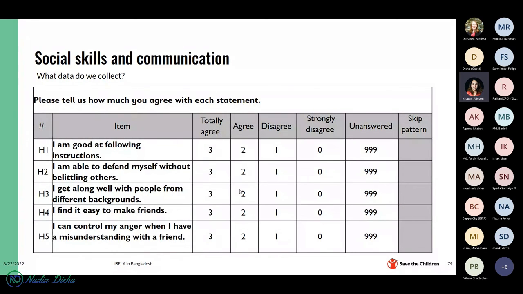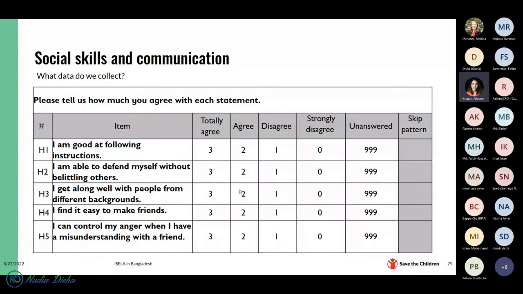We're actually using a Likert scale here. So please tell me how much you agree or disagree with each statement. So: I am good at following instructions. Totally agree, disagree, or strongly disagree. I am able to defend myself without belittling others. Totally agree, disagree, strongly disagree. I get along well with people from different backgrounds. I find it easy to make friends. I can control my anger when I have a misunderstanding with a friend.